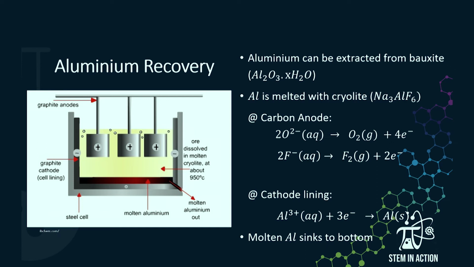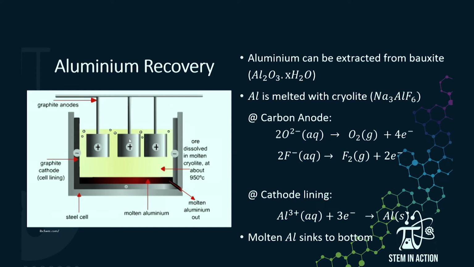So here we have a lovely diagram of aluminium recovery. Again, we need anodes and we need cathodes. So let's have a look. Aluminium can be extracted, and we've got the formula for bauxite over there, Al2O3, with a selection of waters of crystallization. The ore is melted in a substance called cryolite. And this cryolite actually decreases the melting point of the metal, and it also allows the metal to melt so that we can extract the pure aluminium from it.